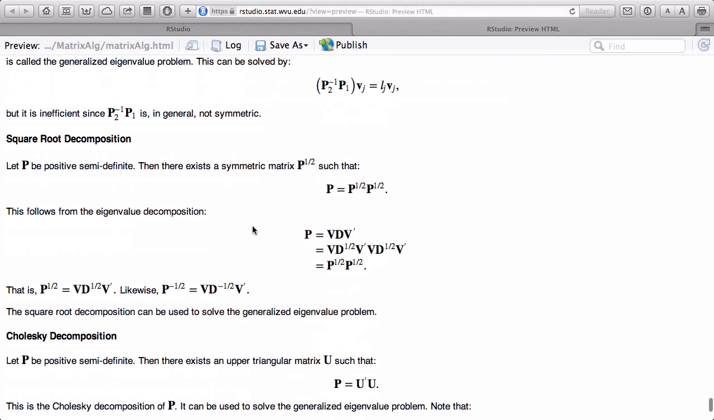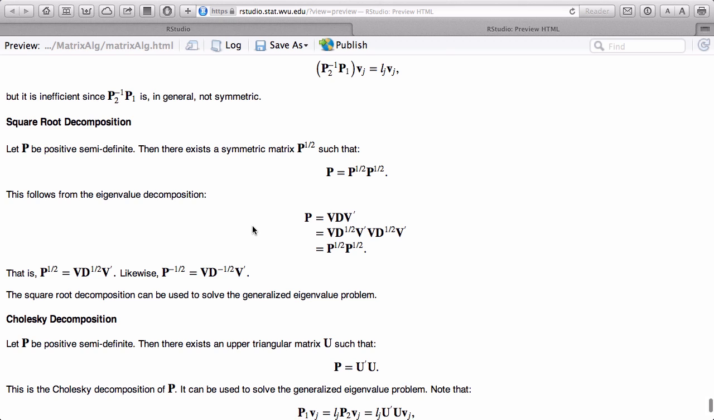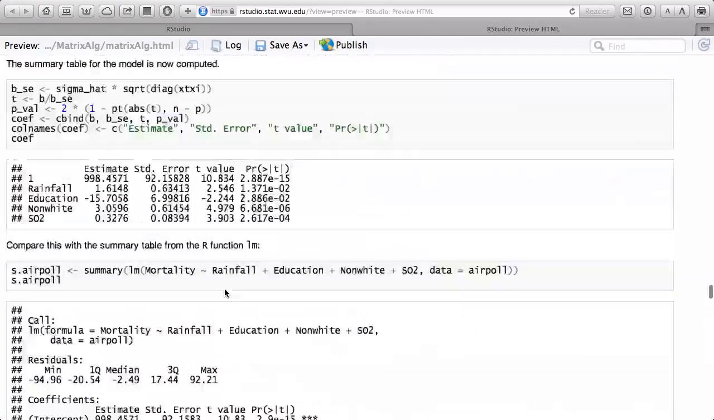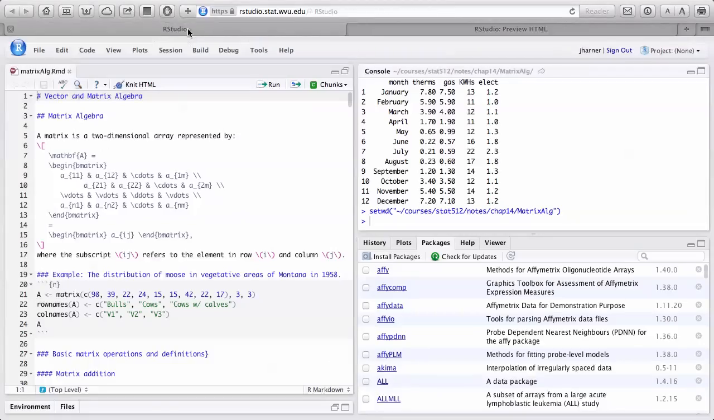And square root decomposition: can I find a matrix such that if I decompose a matrix... what do I mean? Okay, the square root of 4 is 2, right? 2 times 2 is 4. So if I have a matrix, what is the matrix that I multiply times itself to get the original matrix? Well, only certain types of matrices you can do that. And then the Cholesky decomposition. So these decompositions are extremely important. Let me just show you a few things.